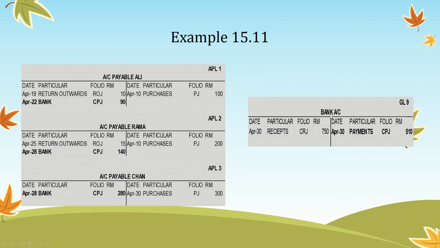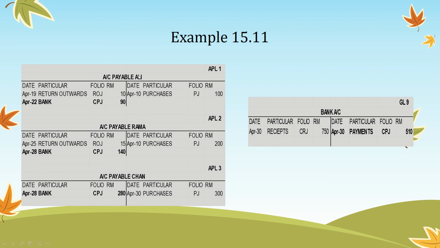So in bank account, General Ledger 9, the amount of cash paid or check paid will be recorded in credit side. It is because the amount of asset or bank account decreases. So a decrease in asset will be credited.